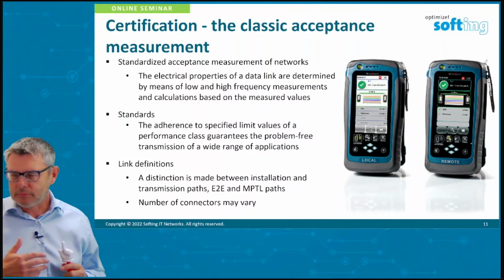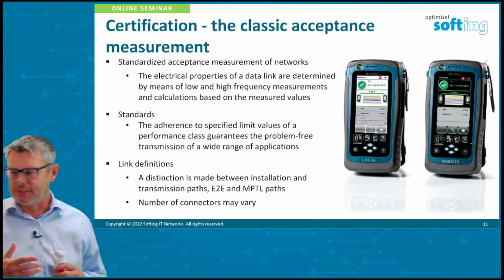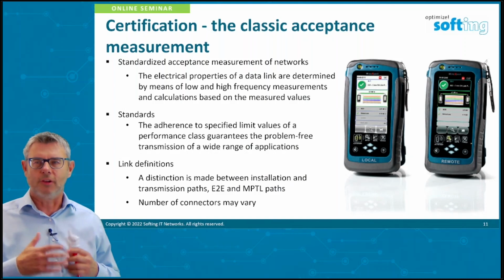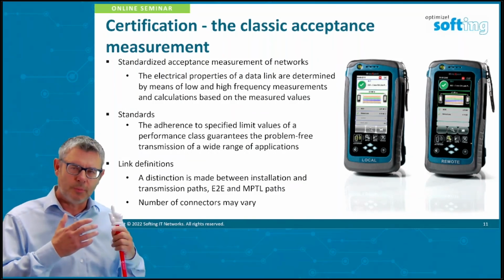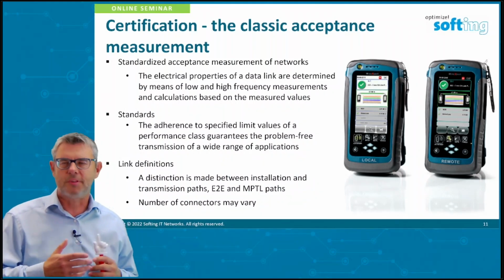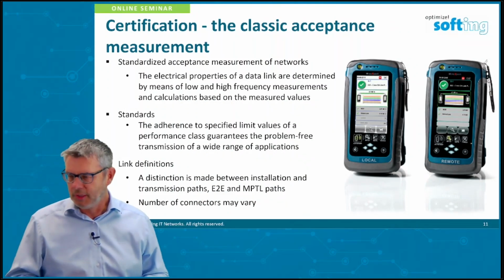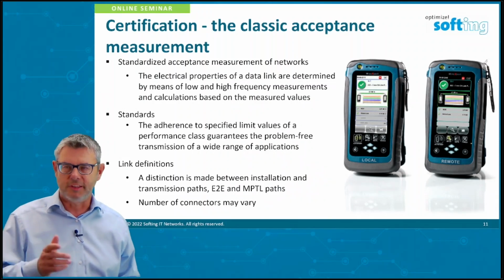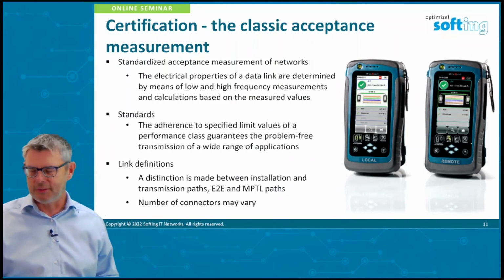Okay, but today we want to dig into certification, which is the classic acceptance measurement for a network. It bases its results on a certain number of measurements. And if the measurements all pass, it allows us to give a statement: this link will be good enough for a certain class. It provides a certain bandwidth, and this bandwidth allows you to run a certain application over this transmission link. The limits it's looking at are based on standards. We will see in a minute what standards are out in the market, and we have to take care of this and comply with it.